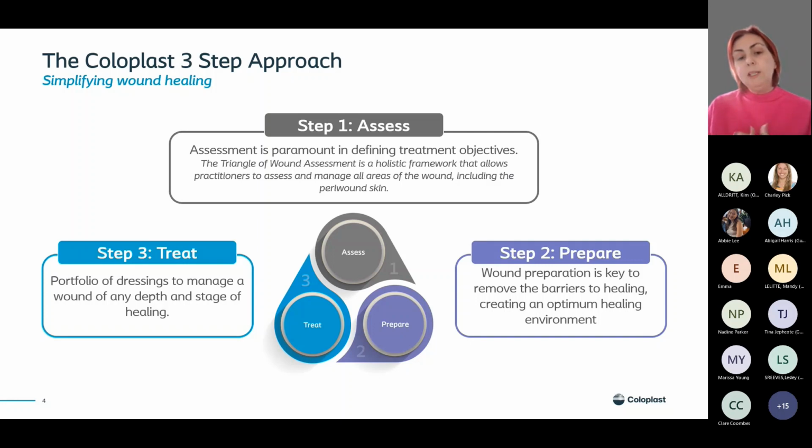And Coloplast developed, in conjunction with other wound care experts, something called the triangle of wound assessment, which is a holistic framework, as you can see here on the slide, that helps practitioners not only comprehensively do an assessment of their patient and their wound, but look at it in a simplified way, so focusing on both the wound bed, the wound edge, and the peri-wound skin. But the triangle of wound assessment also helps us to identify healing objectives. What is it, if we've identified devitalized tissue, for example, on a wound bed.